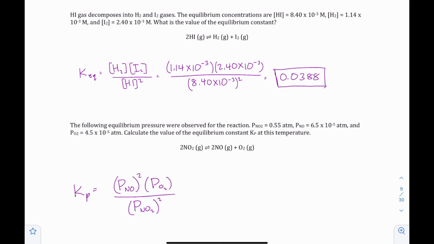In the second example, for the decomposition of nitrogen dioxide, the partial pressures of all the reactants and products are given, and we are being asked to calculate the equilibrium constant K for pressure. K equals products over reactants, so we'll put the pressure of our products over the pressure of our reactant, raised to their respective coefficients.